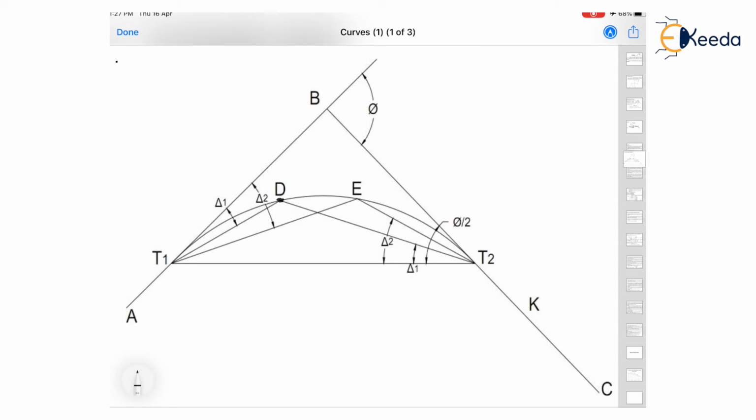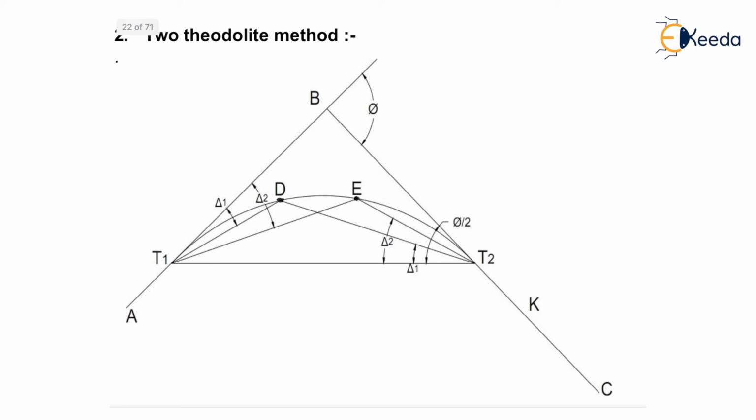To obtain the second point of the curve, that is your E, the vernier of each instrument is set to the second deflection angle, that is your delta 2. And same process: from T1 we have to see the angle delta 2 to get point E, and from T2 also we have to set up the angle delta 2, and where both will coincide, the ranging rod bisected from both the stations will be point E. So in such manner we have to establish the points D1 and D2.